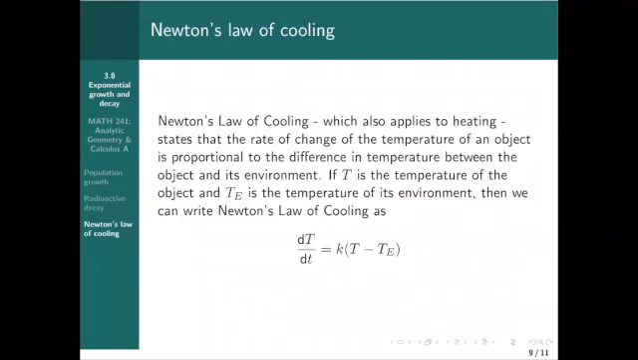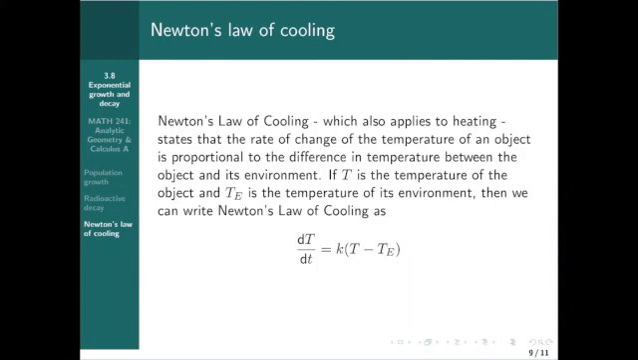The last example of application of differentiation that we are going to see today is Newton's law of cooling, which states that the rate of change of the temperature of an object is proportional to the difference in temperature between the object and its environment. So in our problems, we are always going to assume that the temperature of the environment is constant.